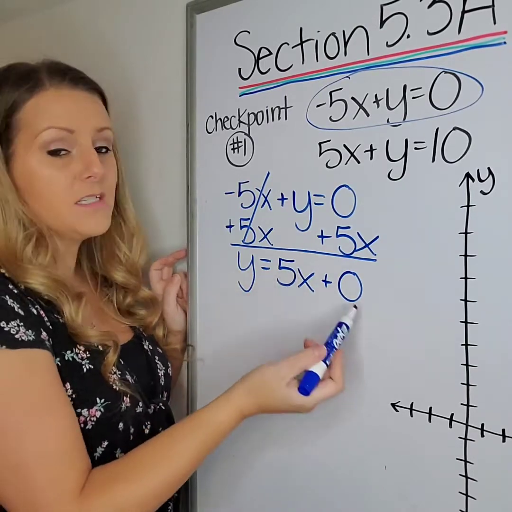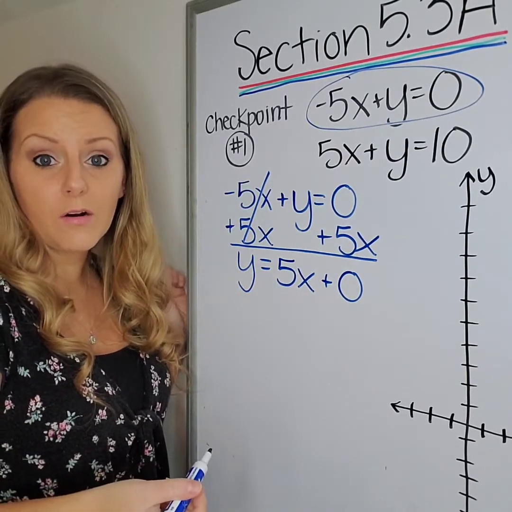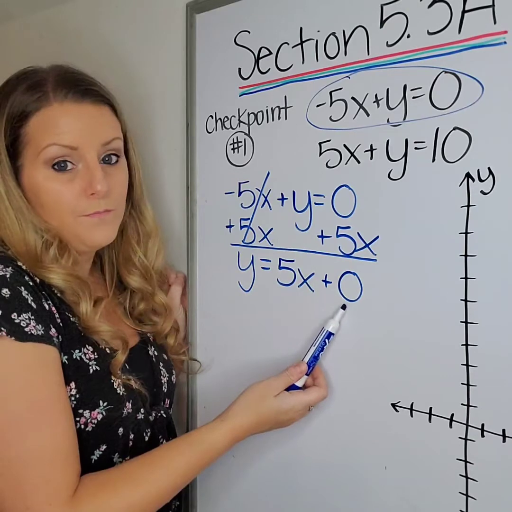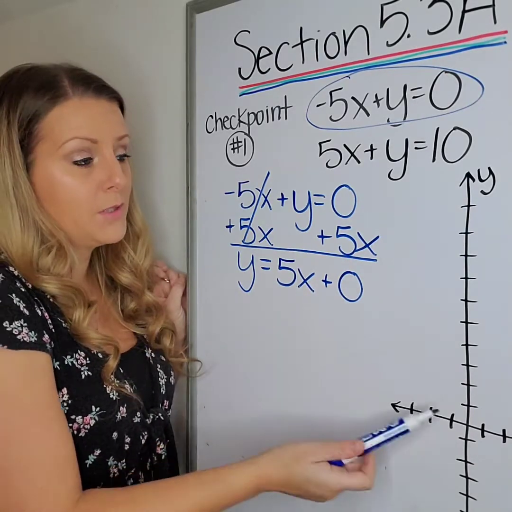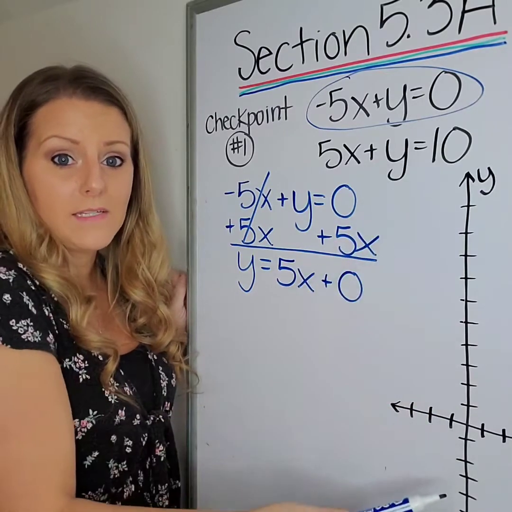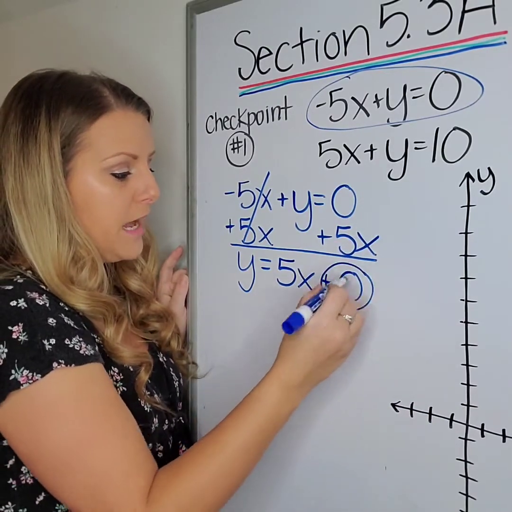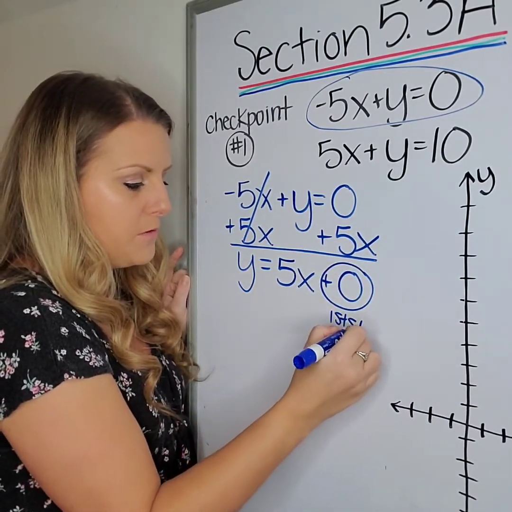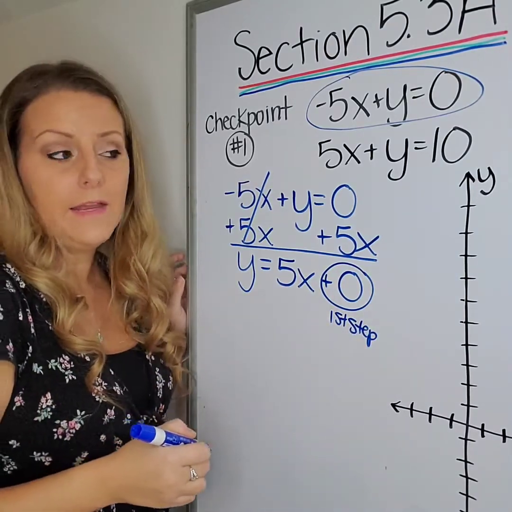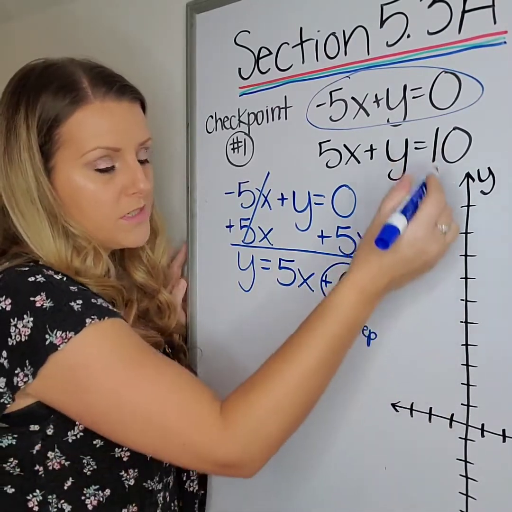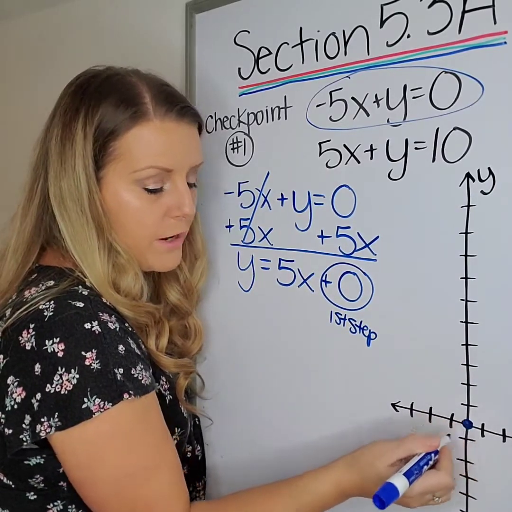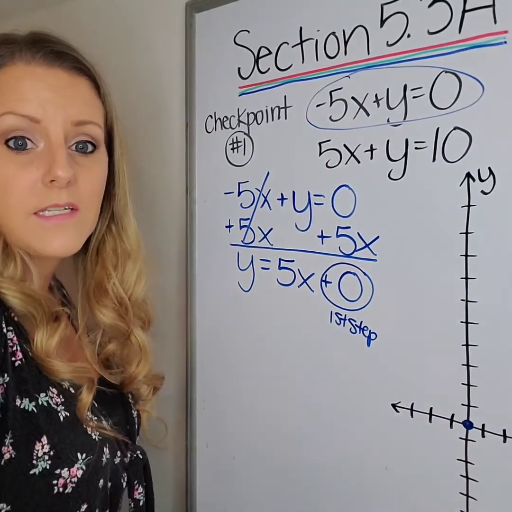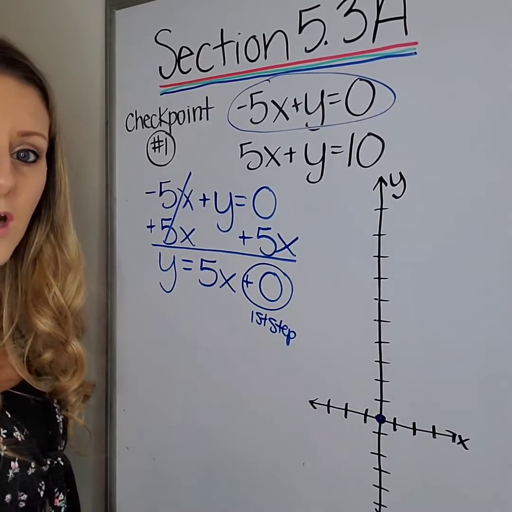Because out of these 2 numbers, which number do you start graphing first? You start graphing the one without the x. This is called the y-intercept. So it's going to be where it crosses the y-axis. So this is your first step. Label it first step if you need to remember. And you're going to go to 0. Well, 0 is just up and down 0. So it's right there at the origin, right where the 2 axes cross. Okay, so you're just going to start there.